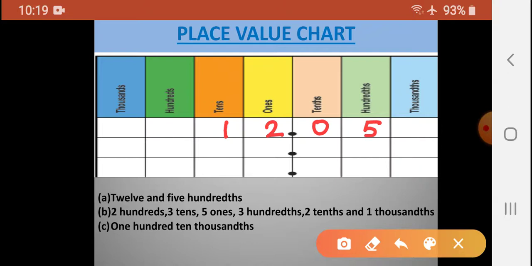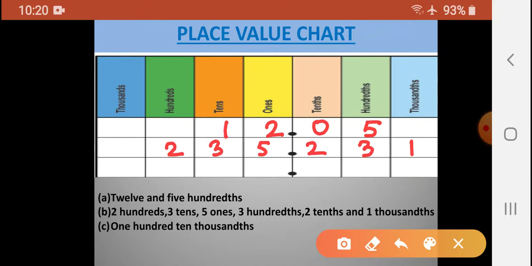Another example, let's write this in the place values. 2 hundreds will come in the hundreds place. 3 tens will come in the tens place. 5 ones will come in the ones place. Then 3 hundredths will come in the hundredths place, 2 tenths will come in the tenths place, and 1 thousandth will come in the thousandths place. So the decimal which we have got is 235.231.